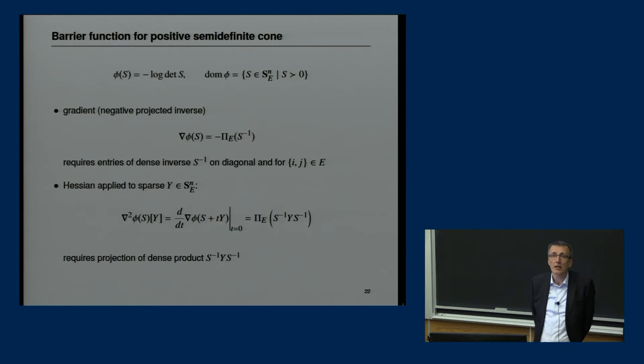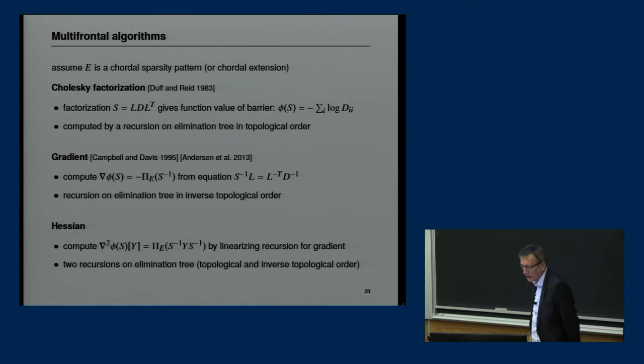And for chordal sparsity patterns, you can actually evaluate all these matrices very efficiently by a recursion over the clique tree. So that's the difference between chordal and a general sparsity pattern. And so I'll of course skip the details, but that's on a high level maybe not surprising.